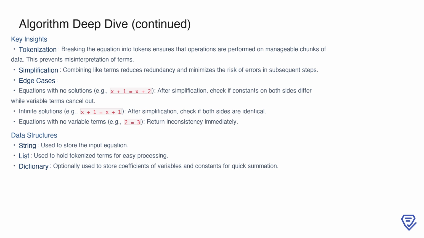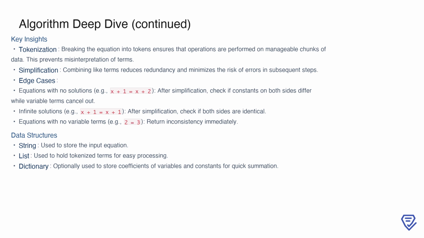Now, we also need to account for edge cases. For instance, if the equation simplifies to one where the variable terms cancel out but the constants differ, like x plus 1 equals x plus 2, the equation has no solution. Alternatively, if both sides are identical, such as x plus 1 equals x plus 1, the equation has infinite solutions. Finally, if there are no variable terms at all, like 2 is equal to 3, we immediately know the equation is inconsistent.